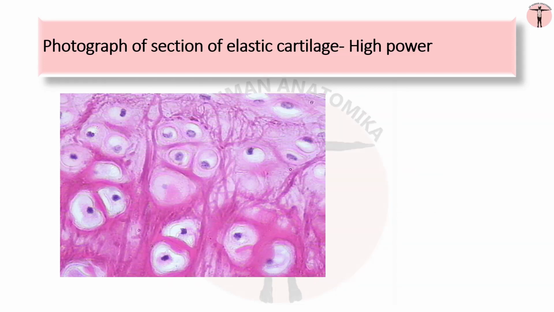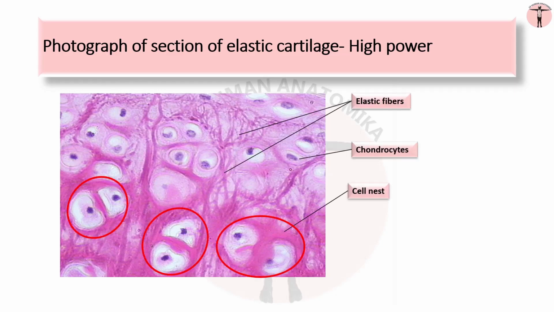This is a photograph of the section of the elastic cartilage as seen under the high power of microscope. It is focused to show elastic fibers and cells. Elastic fibers are clearly observed in the matrix, and chondrocytes in groups of two are observed as cell nests.